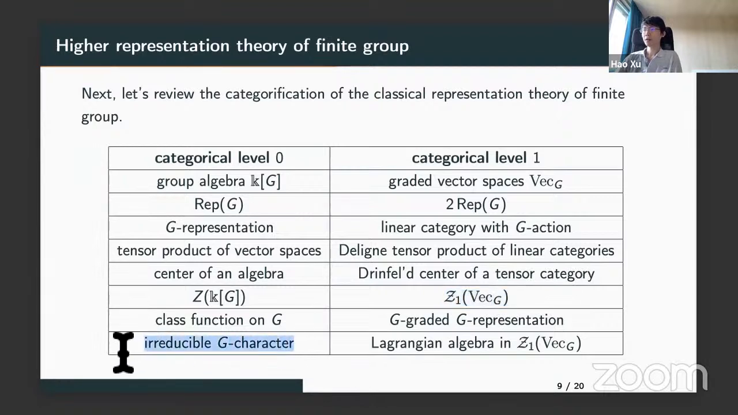And we just saw irreducible G characters form a basis for class functions. And in the later half of my talk, we will see this result also has a categorification. And the categorified notion for irreducible G characters is the notion of so-called Lagrangian algebras in the center of Vec G.